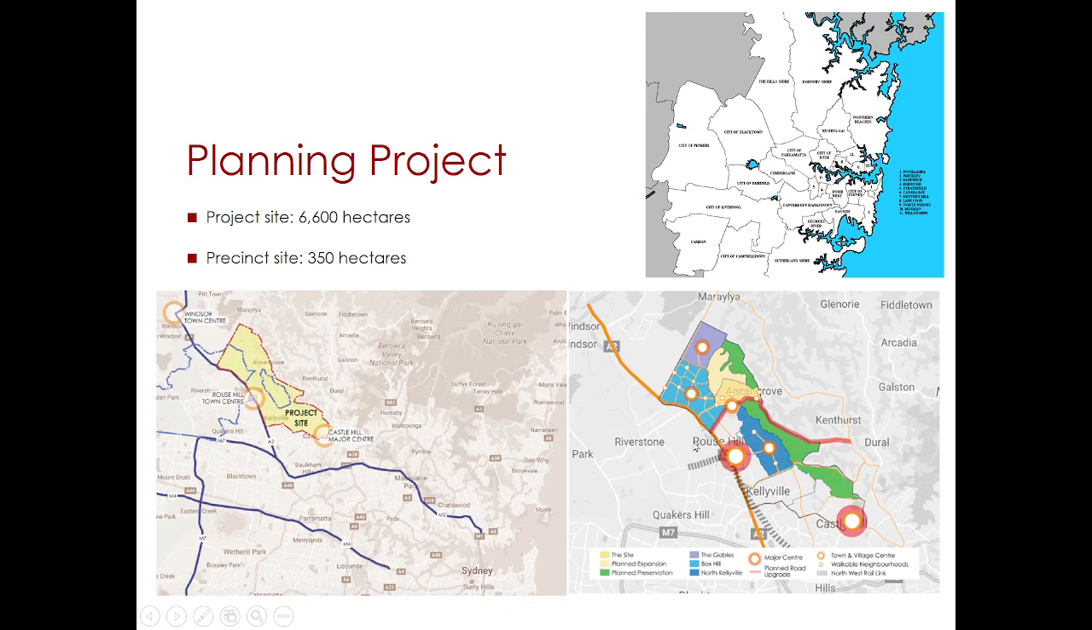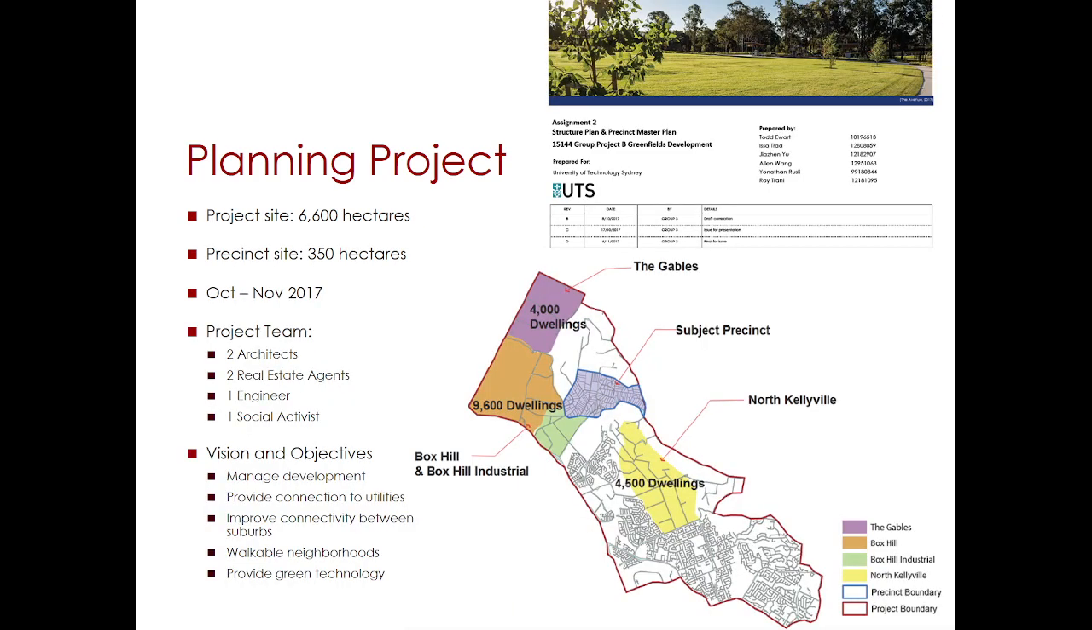So this falls under what we call systems thinking, and making sure our new developments fit into the existing system. We have some numbers here. In the north of the project site, we have 4,000 dwellings. This is the development called the Gables. To the west, we have 9,600 dwellings from a project called Box Hill and Box Hill Industrial. And to the south, we have North Kellyville with 4,500 dwellings.